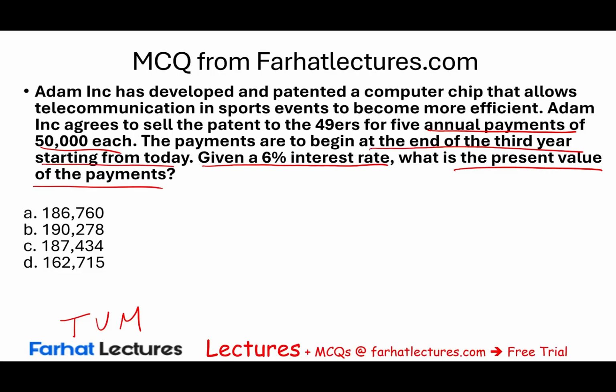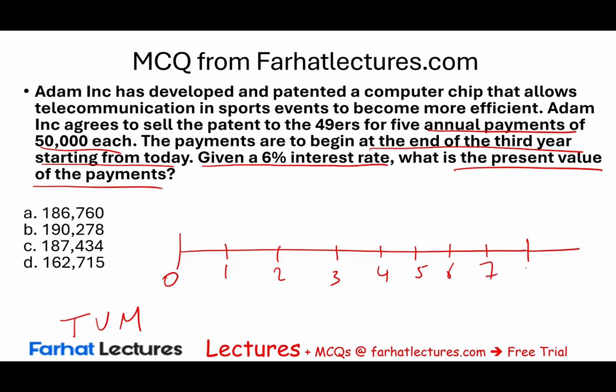All right, so what are we looking at? We're looking at a timeline. Today is 0, then year 1, 2, 3, 4, 5, 6, 7, 8, 9, and let's do 10 years. So what's the deal? Adam sells this telecommunication equipment, and the 49ers decided to start paying, beginning at the end of the 3rd year starting from today.